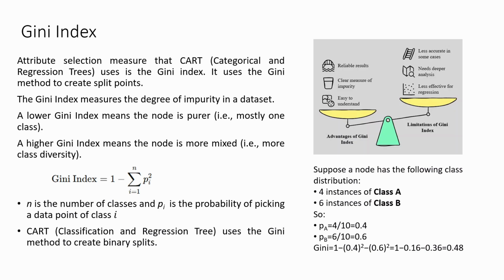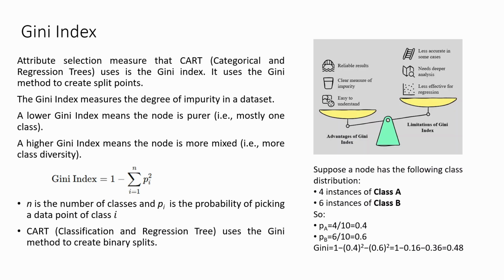Here this Gini Index attribute selection measure is used for CART, that is classification and regression trees. It uses the Gini method to create split points. Basically, the Gini Index measures the degree of impurity in a data set. The lower the Gini Index, the purer the node, that is, mostly one class. A higher Gini Index means the node is more mixed, so more class diversity is present.